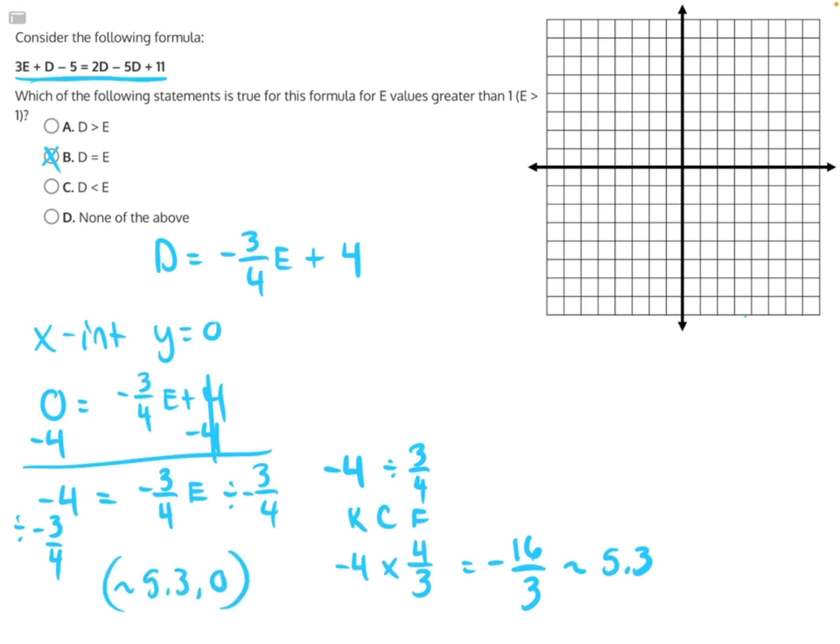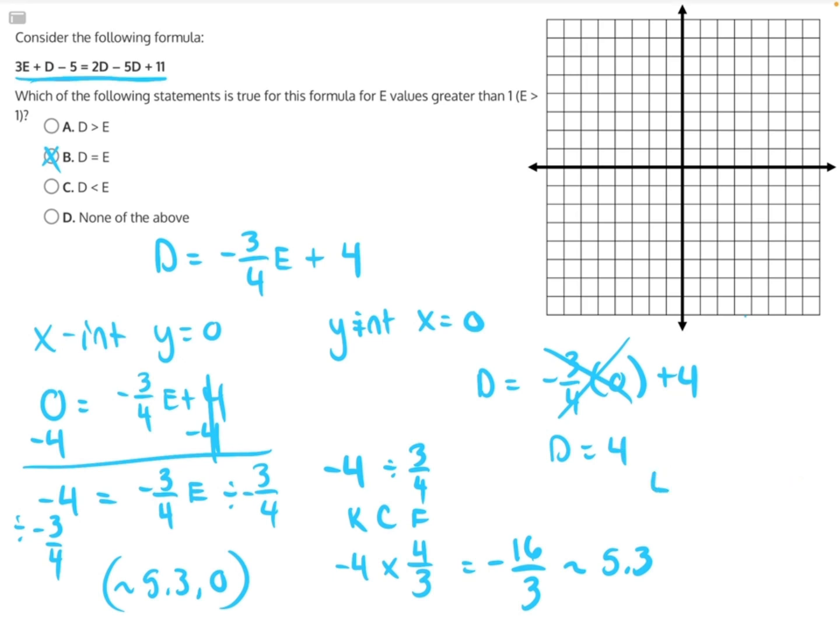Then our y-intercept, or where x equals 0, would be a bit quicker. We'd have d equals negative 3/4 times 0 instead of times e. This would totally cancel out because anything times 0 is just 0, leaving us with d equals 4, or the coordinate point 0, 4.